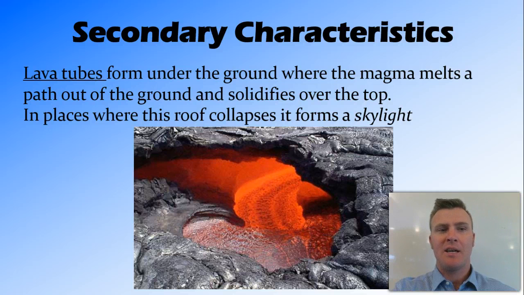Another secondary characteristic is lava tubes. Now these are tubes that form underground where the hot magma melts away a section of the earth and travels through that section of the earth. So it's basically like an underground river of magma that's flowing, and you don't really know where it's flowing because it's underground. So if the lava goes underground, you're not really sure where it's going to come back up, unless the roof of these lava tubes collapses, and then it forms what we call a skylight. And a skylight is an area where you can look down into the lava tube.